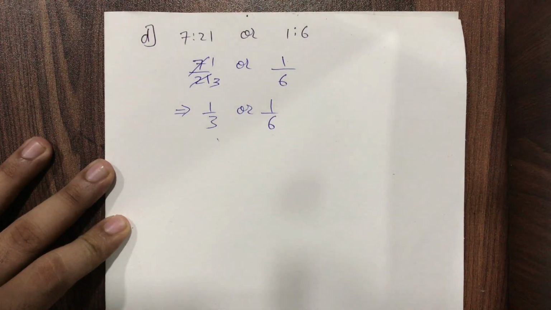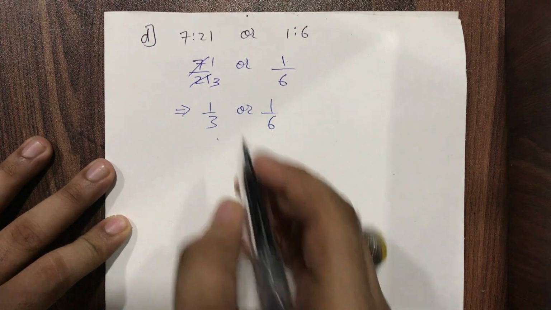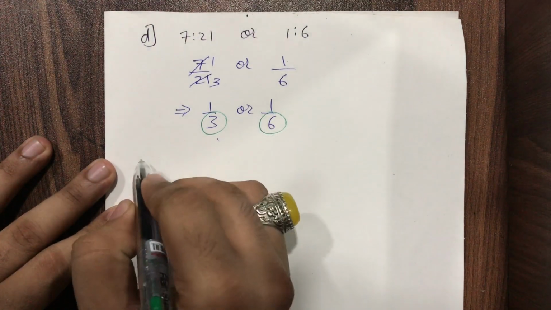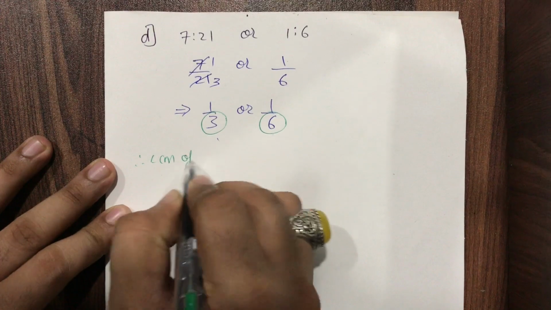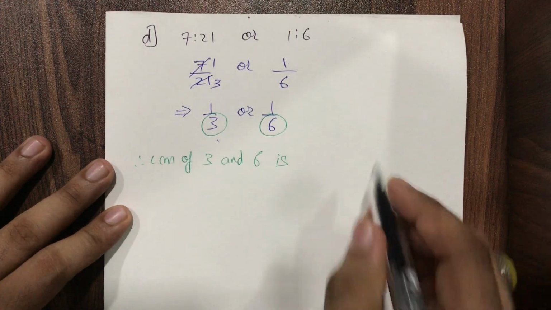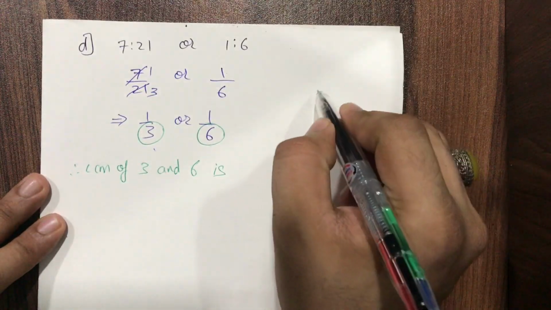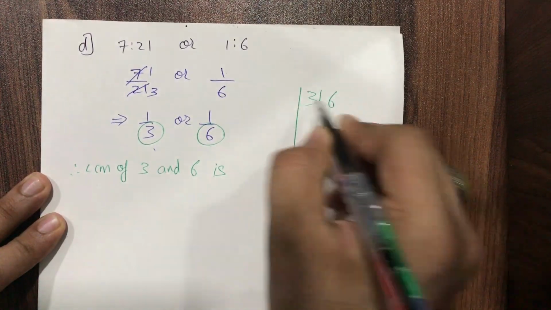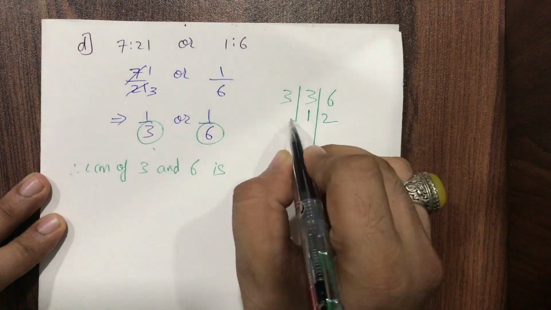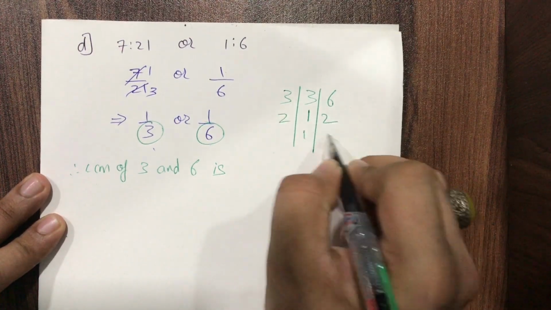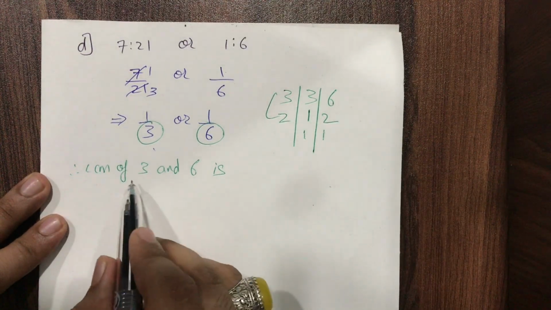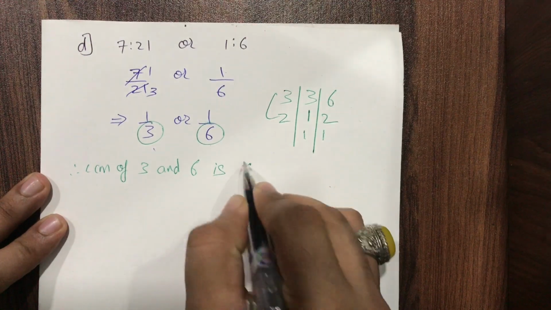What I told you, students, you just have to take the LCM of the denominators. So the LCM of 3 and 6 is... now how to take the LCM, students? Over here I'll take 3, 6, starting with 3 ones are 3, 3 twos are 6. Now 2 ones are 2, and 3 twos are 6. So 6 is the LCM. So the LCM of 3 and 6 is 6.